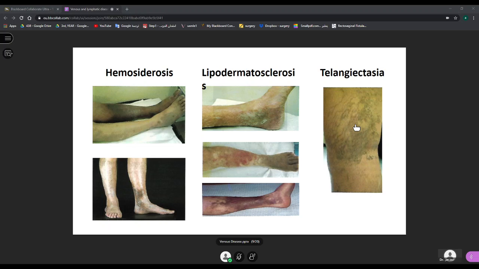So this is the ideal time to advise the lady, for example, or the patient to reduce weight and maintain a good lifestyle, like doing exercise and observing her diet and avoiding standing for long times and so on. Okay, so this is the importance of these reticular veins and telangiectasia.